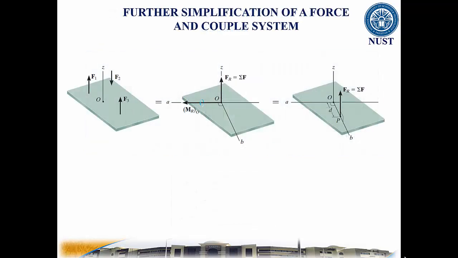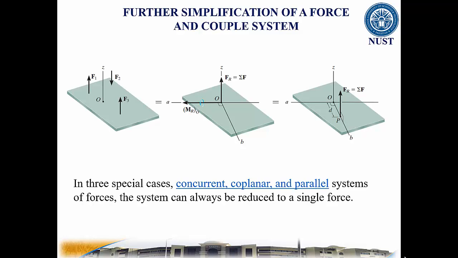If the resultant force and resultant moment are perpendicular to each other, then the system can be reduced further to a single force Fr by simply moving the resultant force from point O to P. In three special cases, concurrent, coplanar, and parallel systems of forces, the system can always be reduced to a single force.